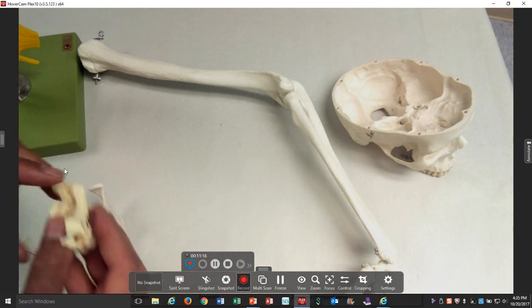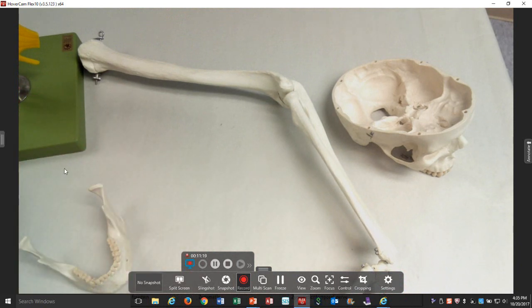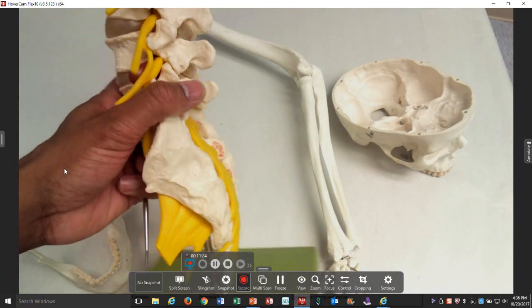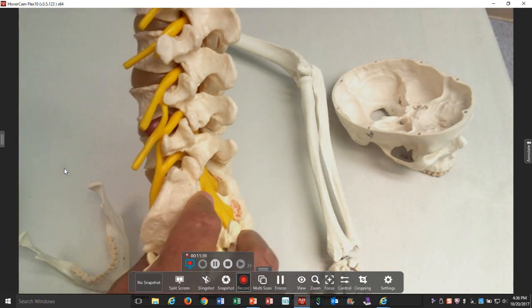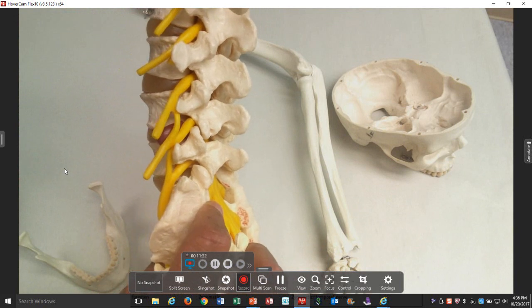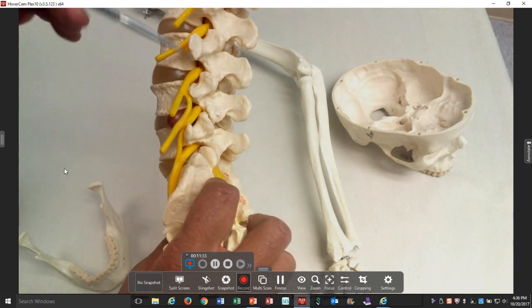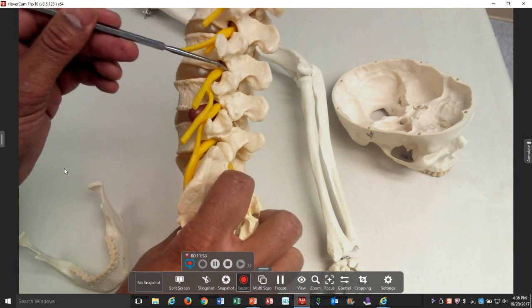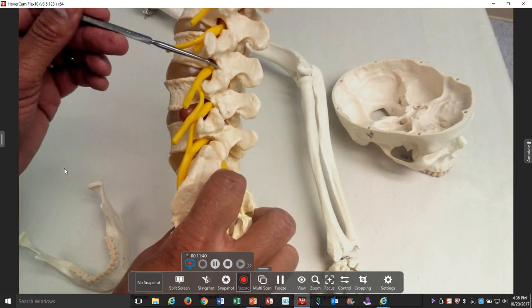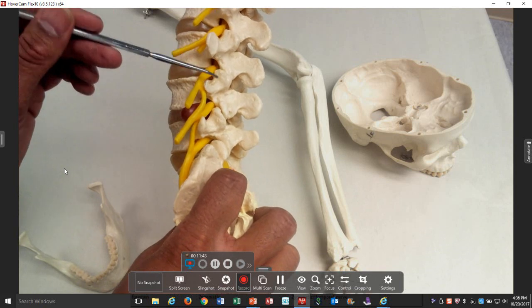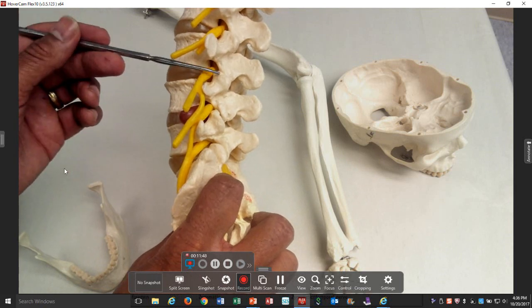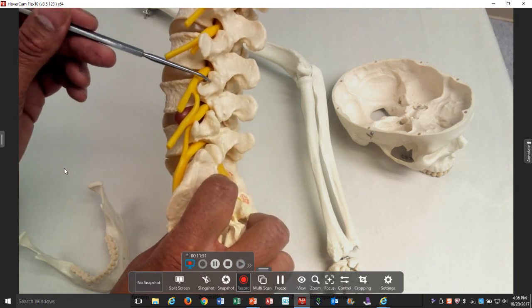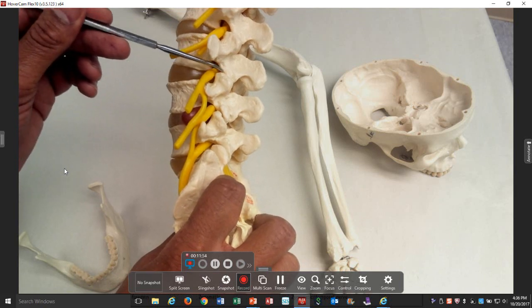I mentioned facets. Let's think about that. That's an articulating point. A lot of times these are named to help you understand how they function. For example, if you look in here, this is a lumbar vertebra, and there's a part here, and a part here. This part right here is the inferior part, and this is the superior part of the bone right below it. So this is a superior articulating facet, and this is an inferior articulating facet.